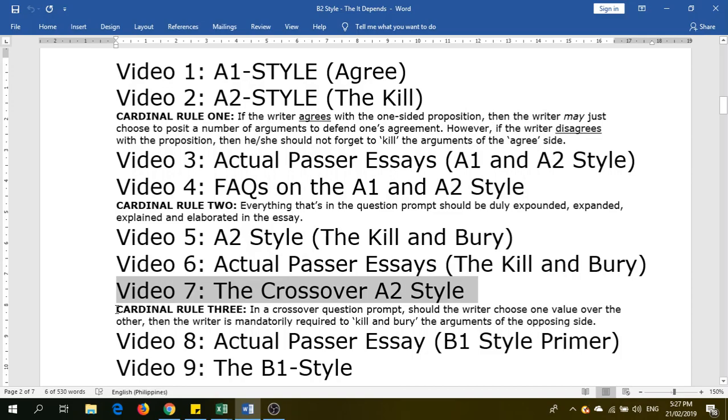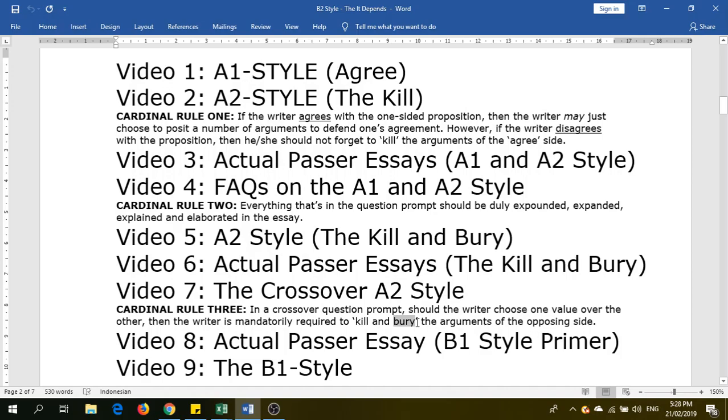The third cardinal rule has now been injected, which states that in a crossover question prompt, should the writer choose one value over the other, then the writer is mandatorily required to kill and bury the arguments of the opposing side. So remember, to kill is to mention the opposing argument first and then to come up with the arguments that kill it. And then the bury represents the arguments of the writer's own side of the issue.